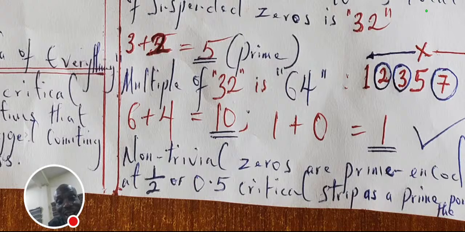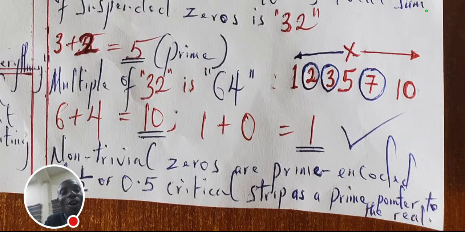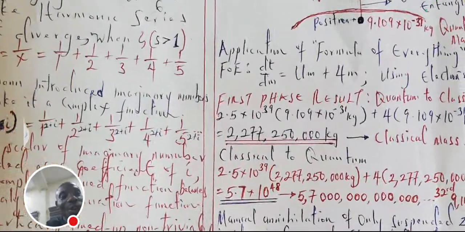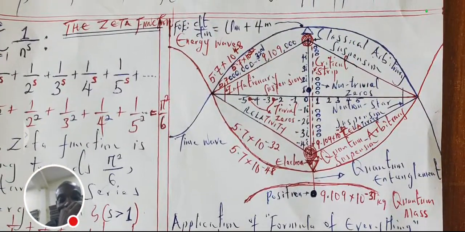Okay, so with that, we have proved that non-trivial zeros are prime encoded at half or 0.5. Rather, I don't know how to say this to make you understand that the half I'm talking about is the half of one. So now I have it to be half or 0.5, the critical strip. So it's at that critical strip as a prime pointer to the real entity. So what is this telling us? What this is telling us is very simple.